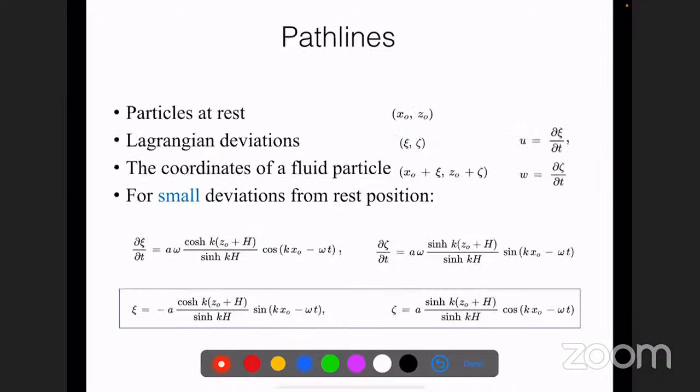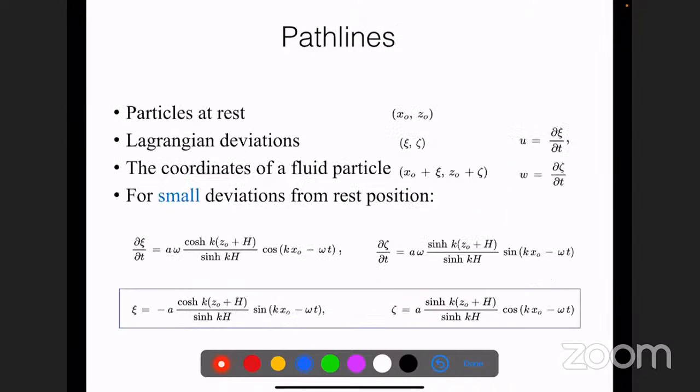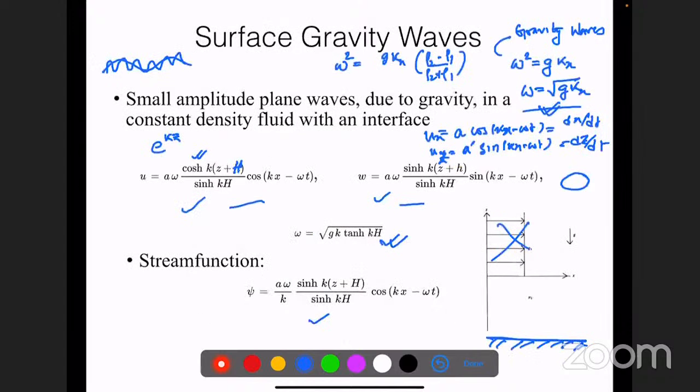Now, what about pathlines? If you go back to your equation for the velocity field, you can check that this is dx/dt and this is dz/dt. You can check the velocity field that you have, and this has nothing to do with assuming the layer to be finite. You can do this even for infinite depth. All you have to do is replace this with exponential kz.